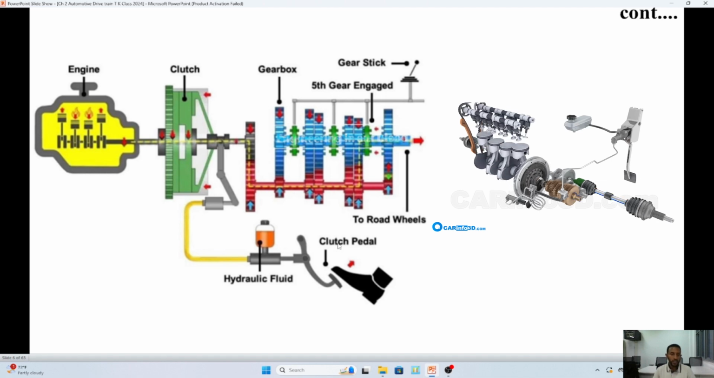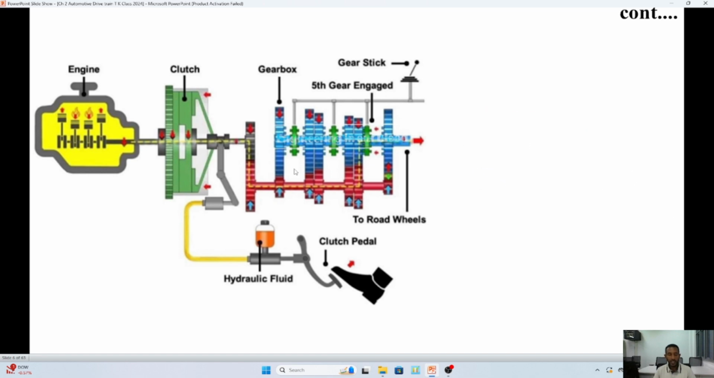If it is open, the power cannot be transmitted to the gearbox anymore. Again, in the second part, when the driver releases the pedal, it will create smooth engagement between the rotating engine and the stationary vehicle or gearbox. So it allows smooth engagement. That's why we use it for different purposes when we press the pedal and release the pedal.